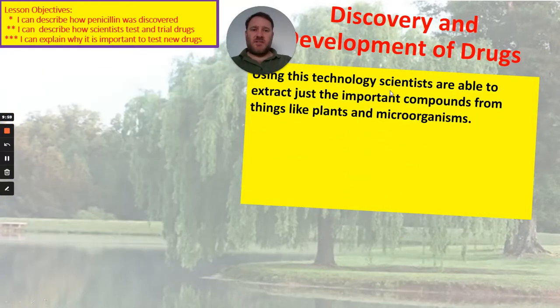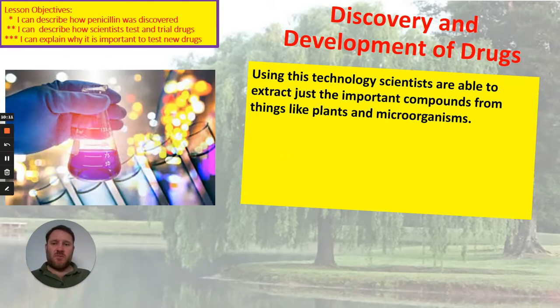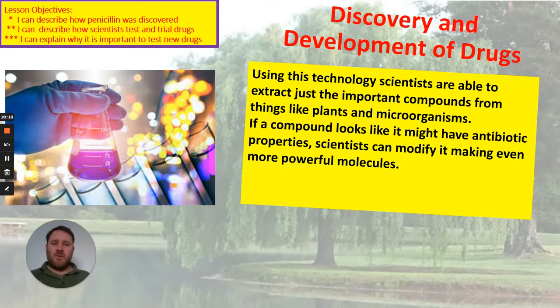So, using this technology, like we talked about with the noni fruit, scientists were able to extract just the important chemicals or the important compounds from them. So if you've got a microorganism or a plant, they can just extract just the little bit that they want, and then they're able to make it in the lab over and over and over again, or they can modify it, or they can add things to it to make these molecules even more powerful.